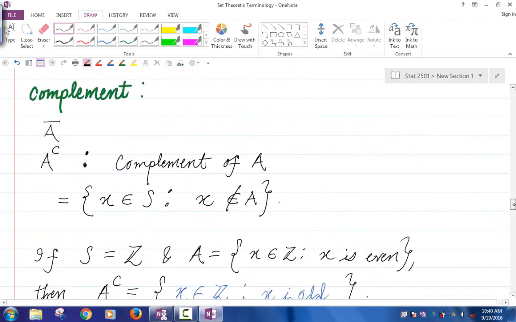Okay, let's look at complement. Given a set A, the complement of A is usually denoted by writing an overline on A, or by writing a C as a superscript on A. Okay. And what's the complement of A? The complement of A is the set of all elements x such that x is not in A. So the complement of A is the set of all elements that are not inside of A.